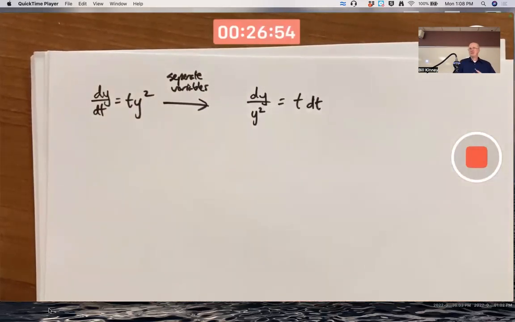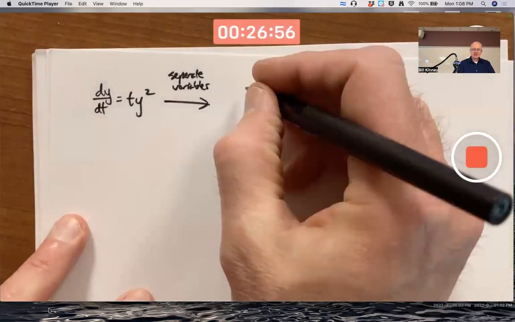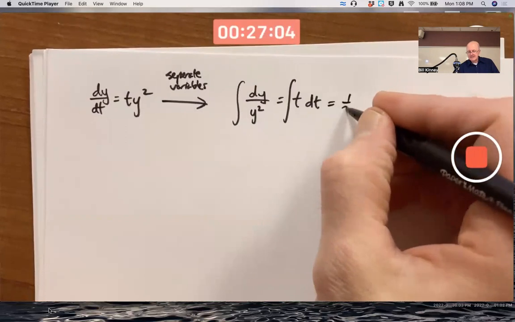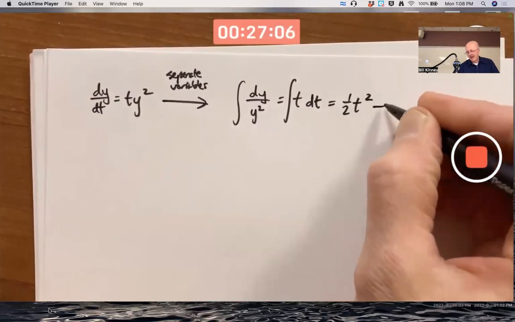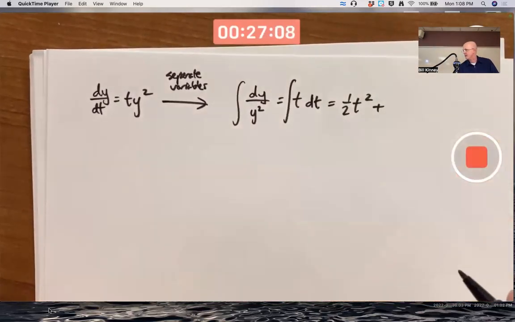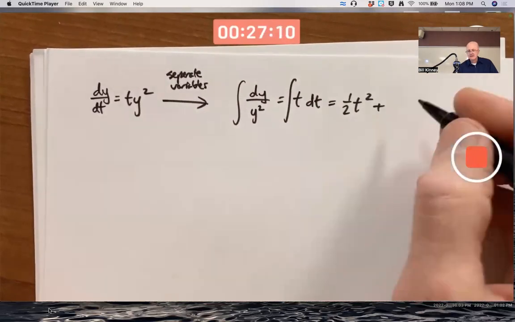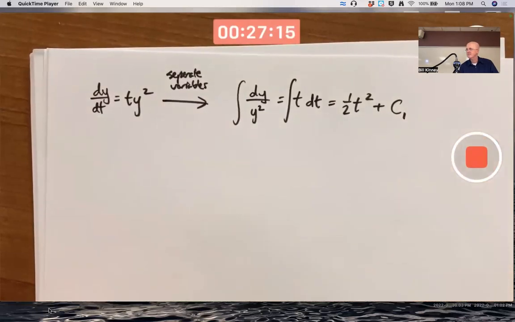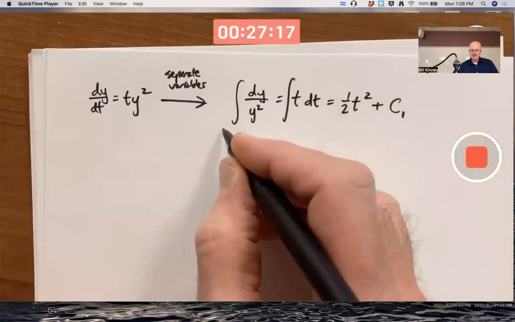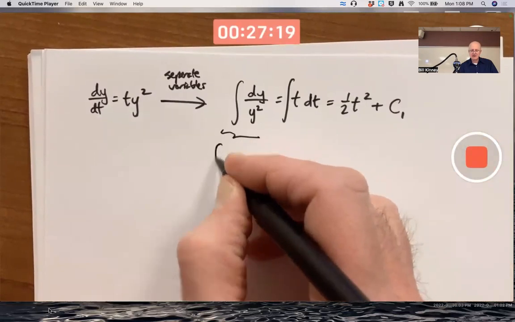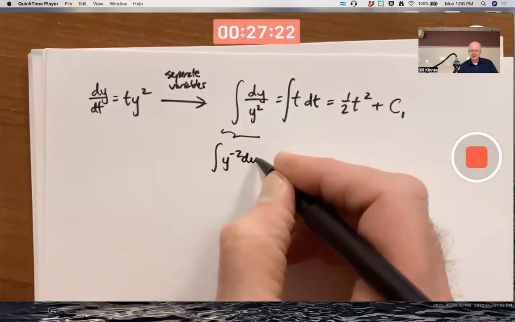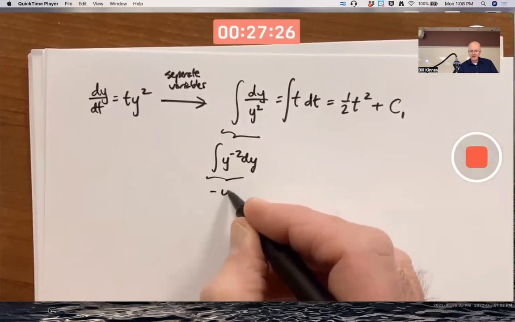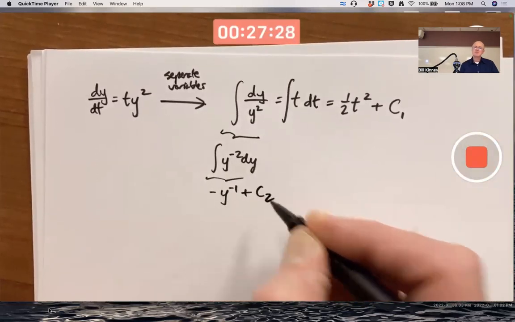You should feel the urge to integrate both sides, and you should give in to that urge. As often happens, the right-hand side is easy to integrate. That doesn't have to happen. Sometimes the right-hand side could be hard to integrate. 1/2 t squared plus a constant, I'll call the constant c1. That integral is the same as the integral of y to the negative 2 dy, which equals negative y to the negative 1 plus, say, c2.